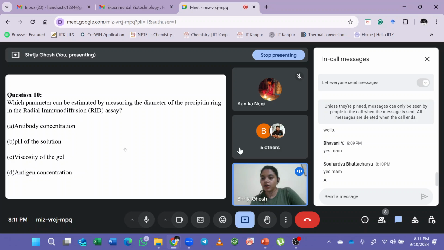Okay. I have one answer as option A, antibody concentration. Anyone else wants to answer? Okay, everyone is going with the antibody concentration. Just let me ask you one simple question. Why antibody and why not antigen? Whoever answered option A, one of you can explain what's your thought process.